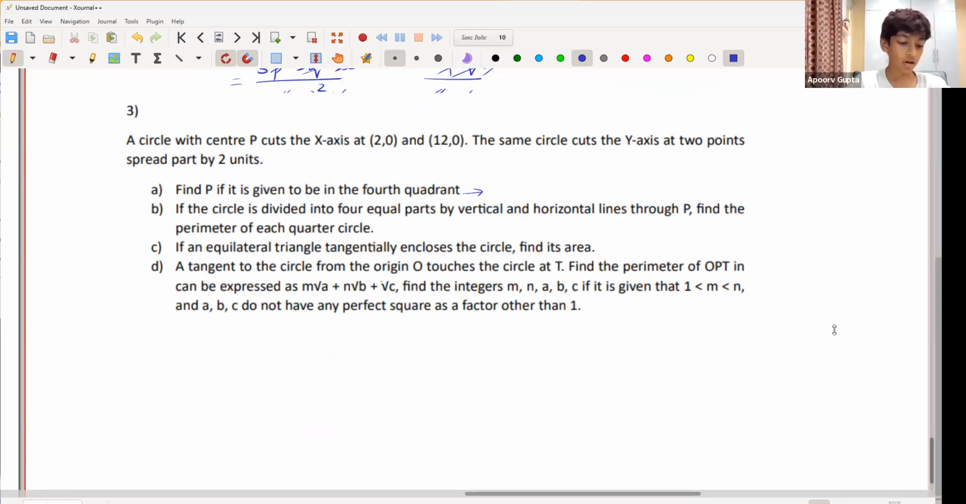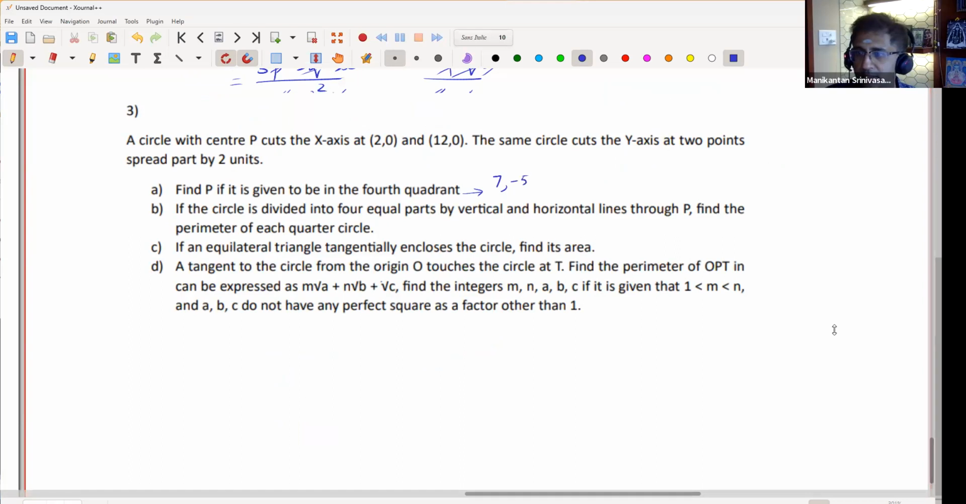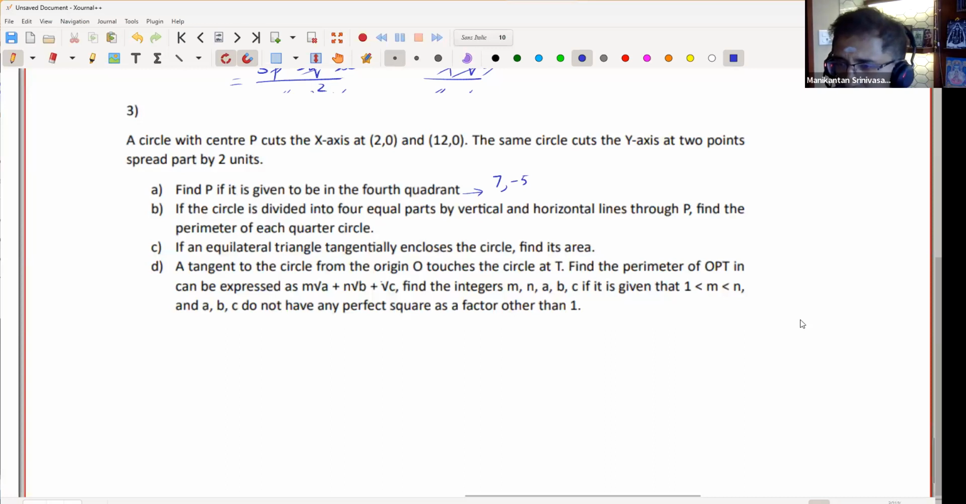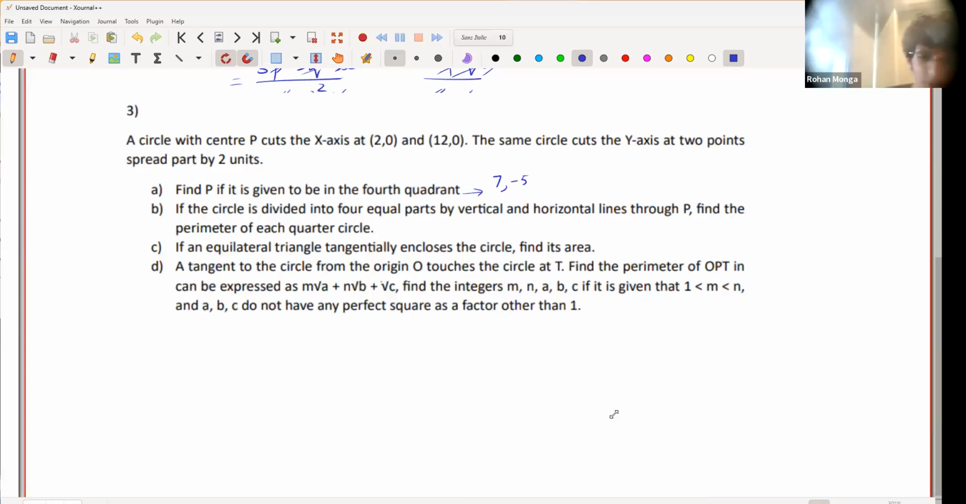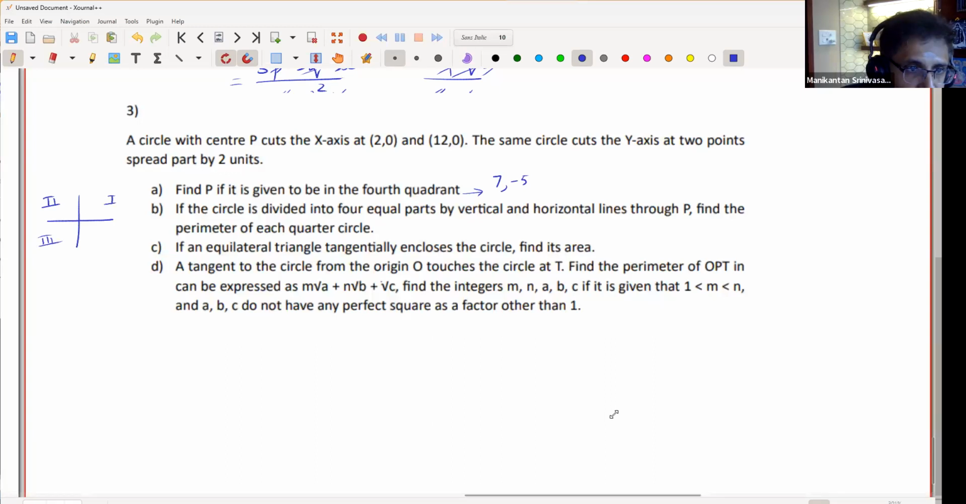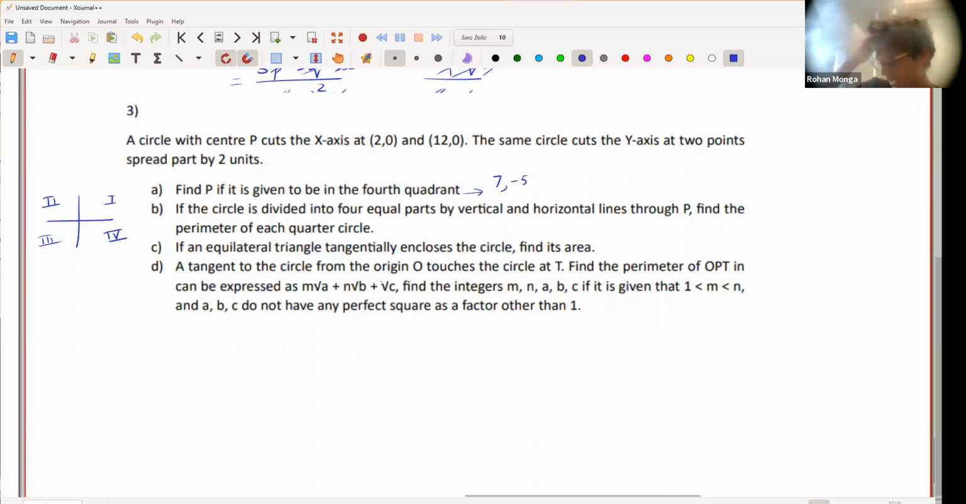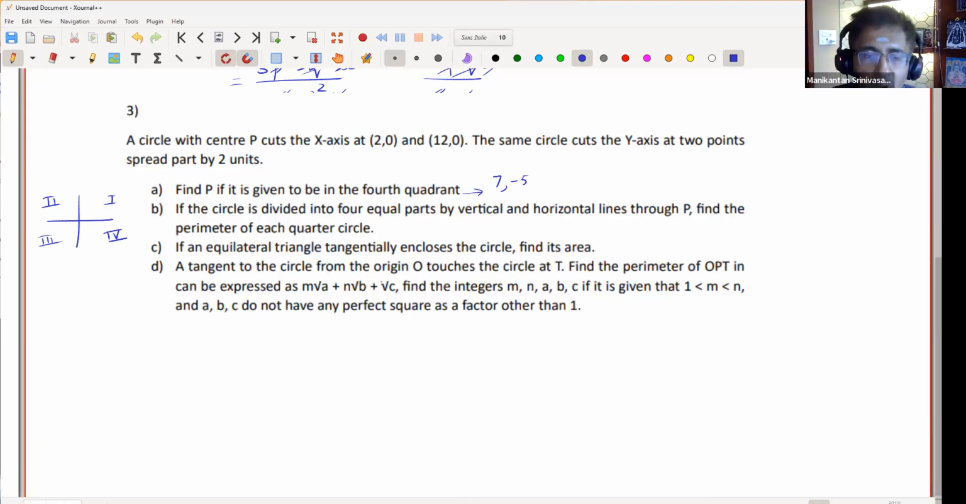What did you get? 7, minus 5. Does anyone's answer match this? Avinash, did you get the same? Yes, sir. Apurva, please explain what you did. So the fourth quadrant is which quadrant? I thought all of you know this. This is 1 and we go anti-clockwise, so it's 1, 2, 3, and 4. I got minus 7, minus 5, thinking that 3 was the fourth quadrant. I knew that was the fourth quadrant, but in my head, I thought it would be minus.